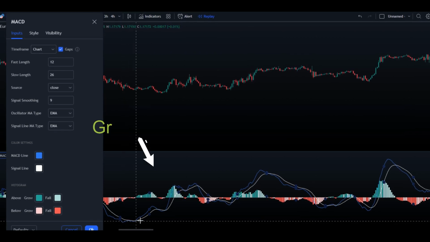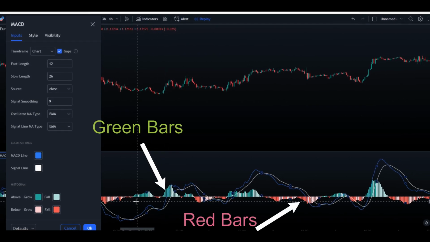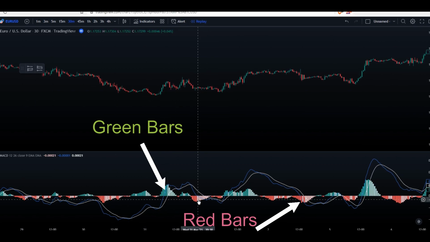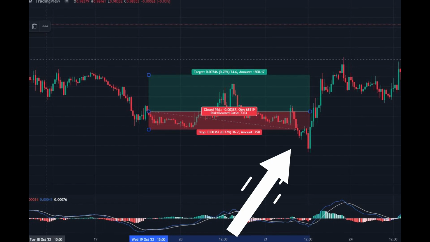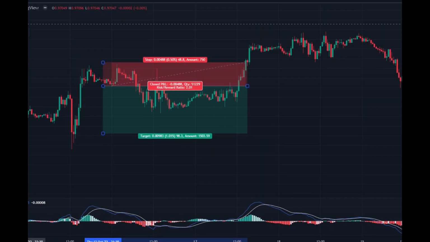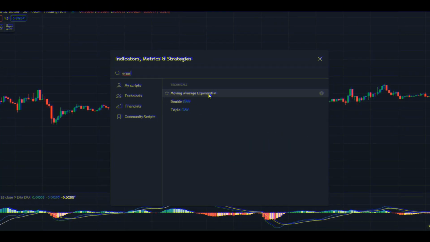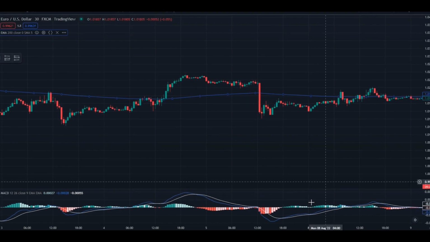To keep it simple, the dark green color represents the bullish momentum and the dark red color represents the bearish momentum. There was one more problem. I needed to know when to go long and when to go short. So I thought to test this with the 200 EMA.